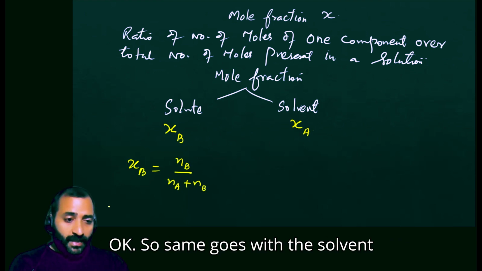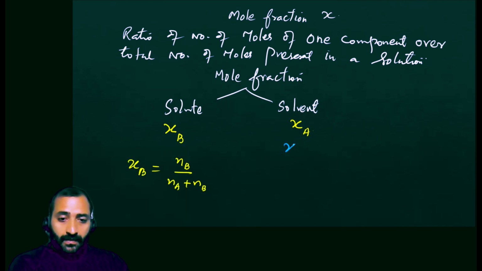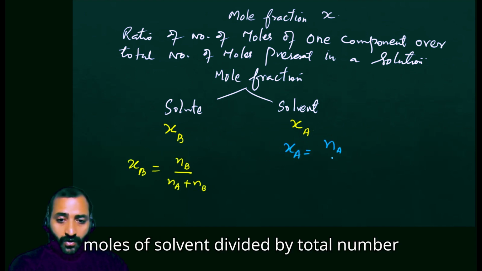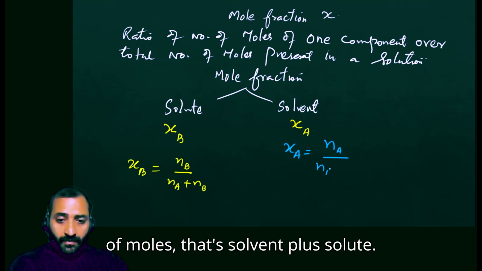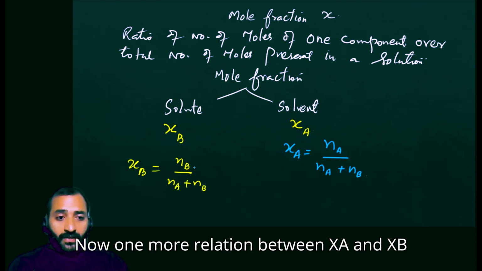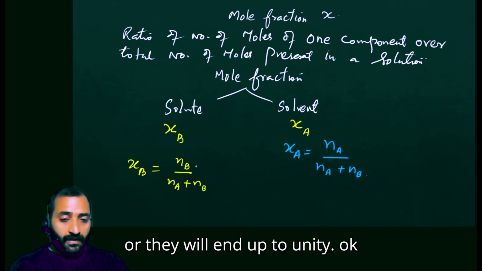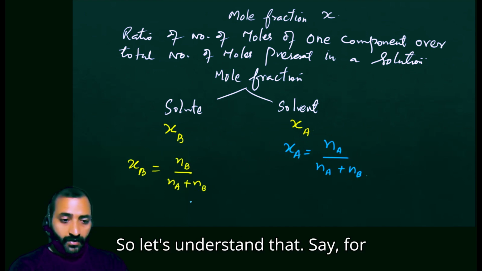Same goes with the solvent part. We can write xa equal to the number of moles of solvent divided by the total number of moles, that's solvent plus solute. Now one more relation between xa and xb is that if we add them up, they will end up to unity. Let's understand that.